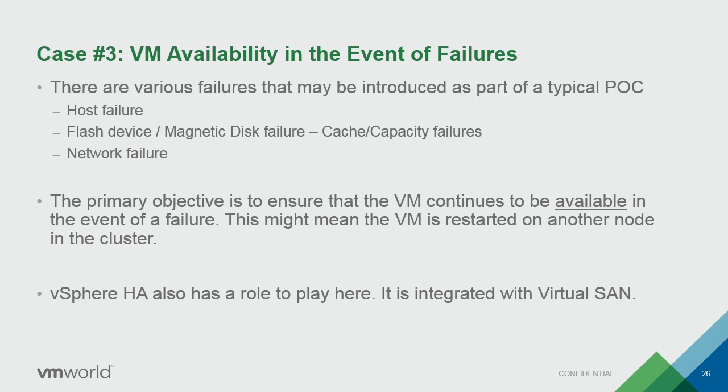It could be that we've injected disk errors or an error on the flash device. What happens in that case? Or it could be that we just unplug the network or do something funky with the VM kernel port just to try and induce these type of failures. The thing with vSAN is it's completely interoperable with vSphere HA, so that in the event of any type of failure, the virtual machine could be restarted if necessary on another node in the cluster. So vSphere HA has a very important role to play.